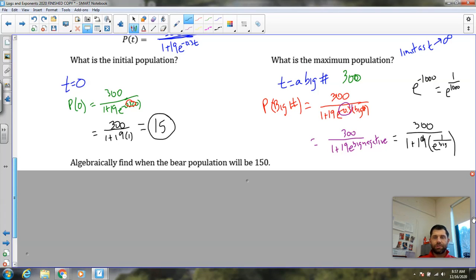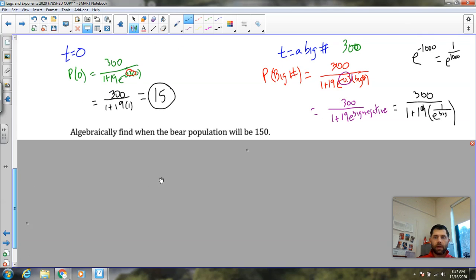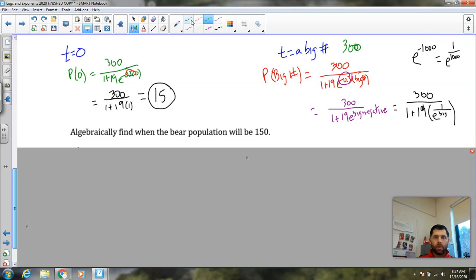Okay? So e to a really big negative number exponent is the same thing as 1 over e to a really big positive number exponent. So 1 over a really big number, this could be anything. What's 1 over 1,000? That's a really tiny number. 1 over 10,000 is even tinier. 1 over a million is so tiny, it might as well not even exist.